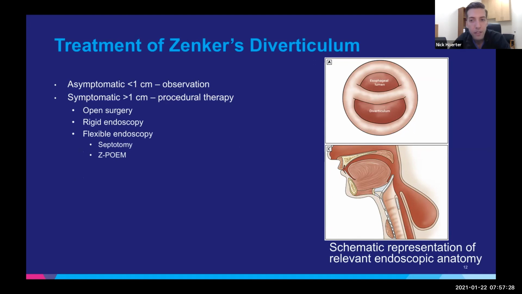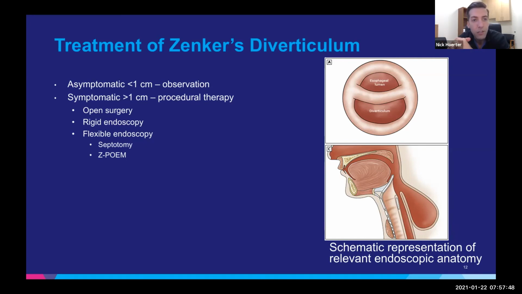So this case is pretty unique. Zenker's is pretty rare. We'll talk a little bit about the treatment. For asymptomatic patients with small Zenkers, observation is appropriate. And if they're symptomatic and they have a large Zenker's, there's a few options. Open neck dissection was the traditional way of treating this, which is a large surgery.